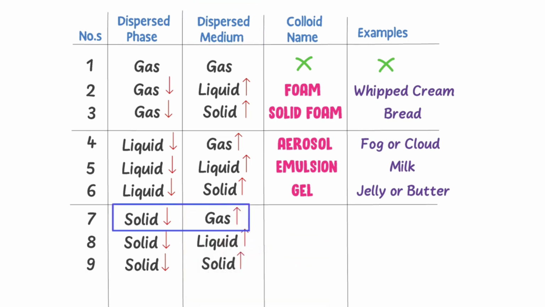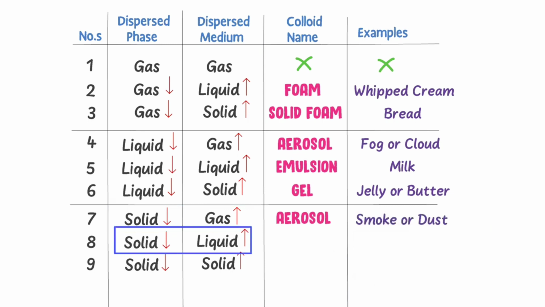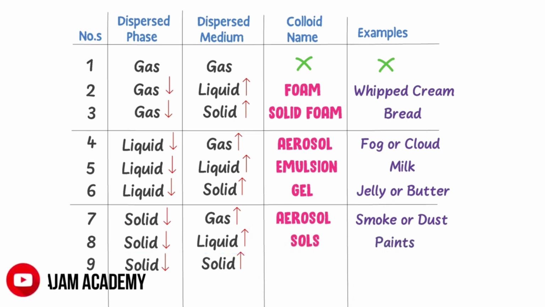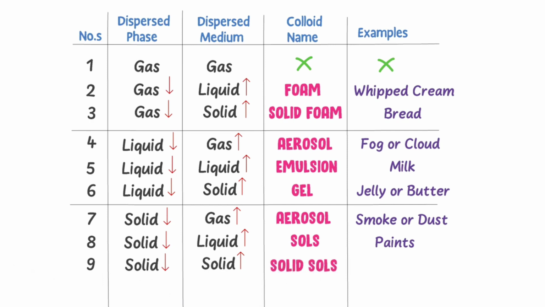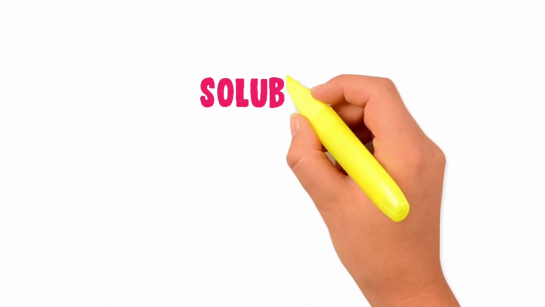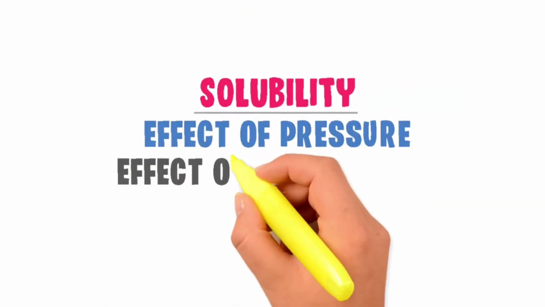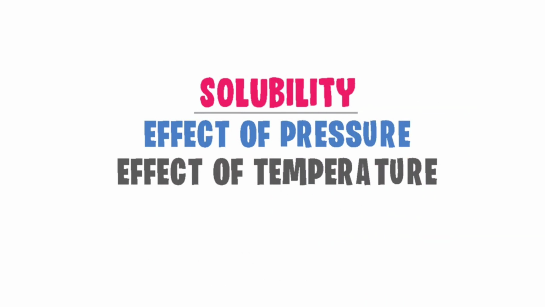The name of solid and gas colloid is aerosol, and its example is smoke or dust. The name of solid and liquid colloid is sol, and its example is paints. The name of solid and solid colloid is solid sol, and its example is alloy. Remember that we do not have a colloid in gas and gas mixture, so we therefore have 8 types of colloids or colloidal solution. What is solubility, effect of temperature on solubility, and effect of pressure on solubility?